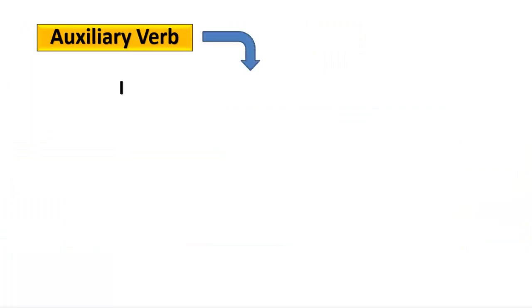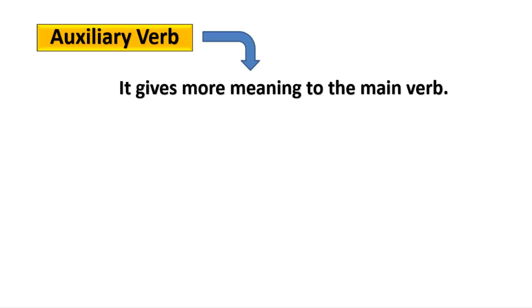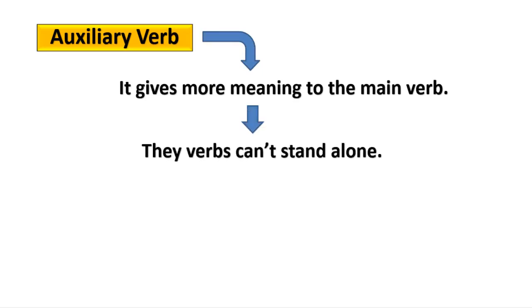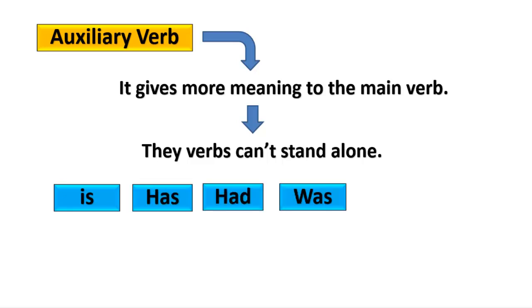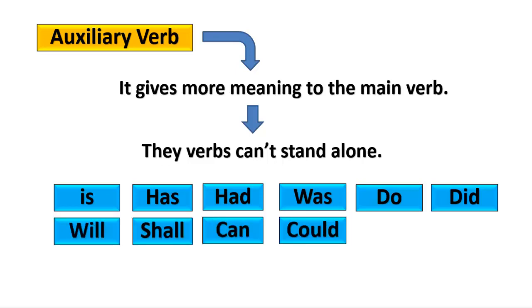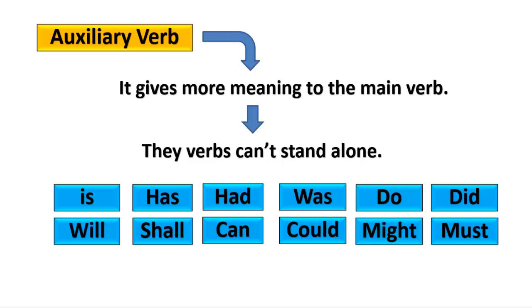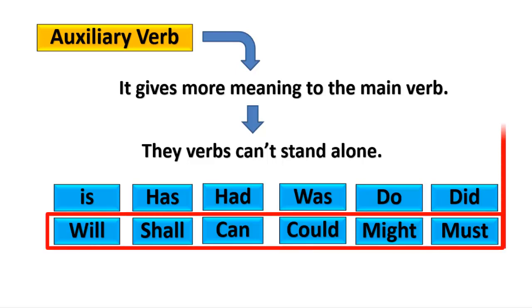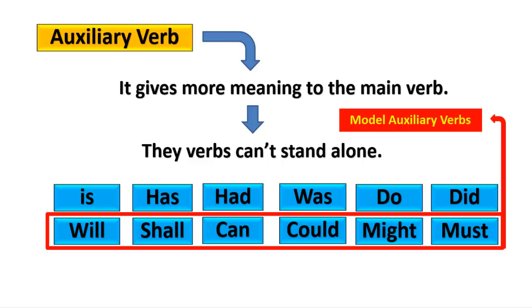Auxiliary verbs give more meaning to the main verb. They cannot stand alone. They require more verbs to give complete sense and meaning. Auxiliary verbs are is, has, had, was, do, did, which directly help main verbs. And will, shall, can, may, could, might, must, etc. are also known as modal auxiliary verbs, which I will elaborate on in the next lecture in detail.